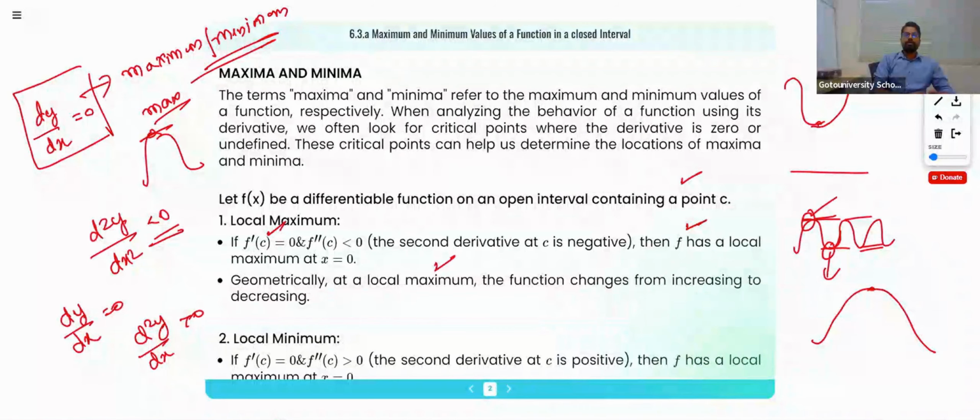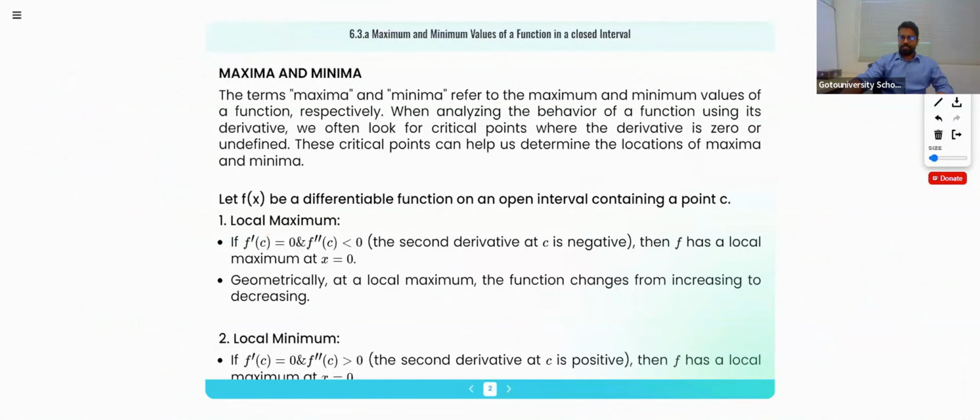Suppose the second order derivative is also 0. Then it says the function is neither increasing nor decreasing; the function is a constant function. So as simple as that. See how we can use this concept to understand the nature of the curve. Simple differentiation will help us understand the nature of the curve itself, right?